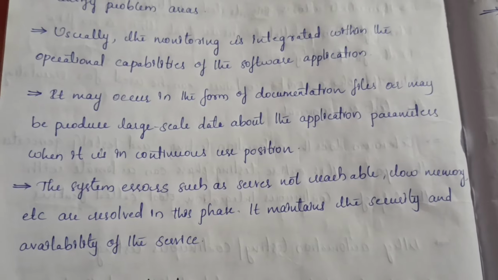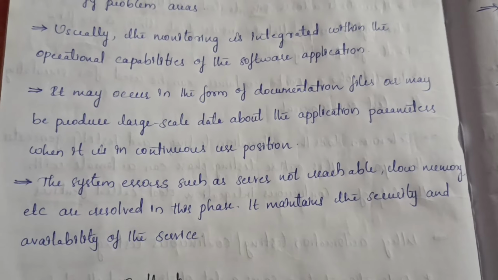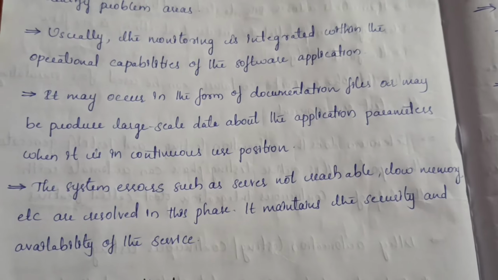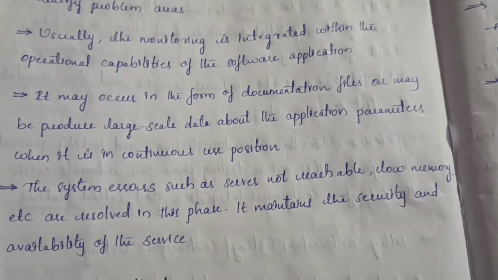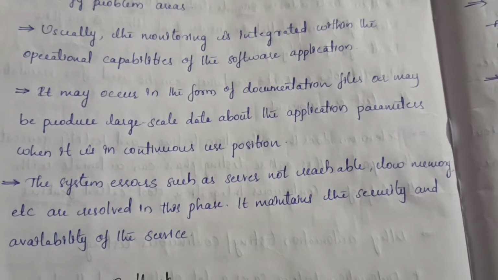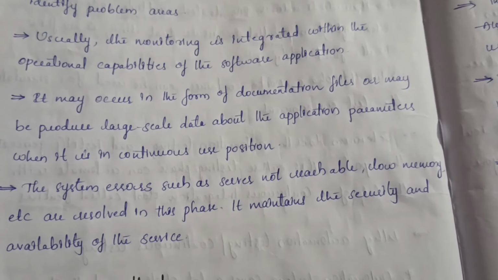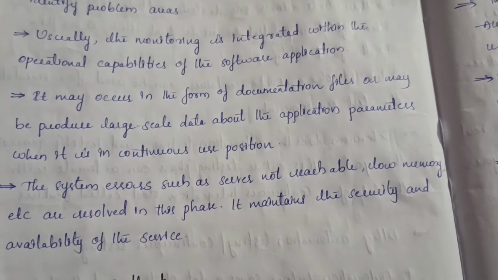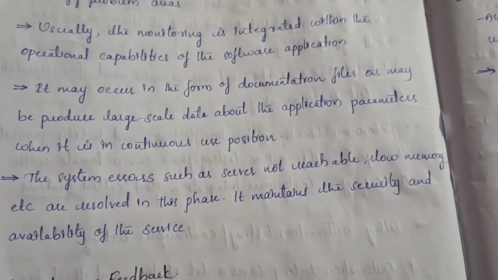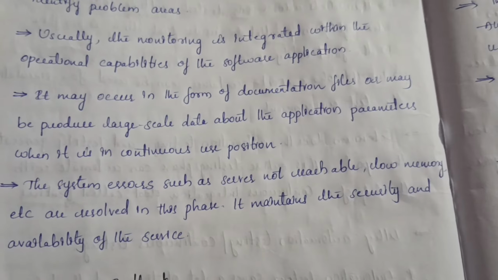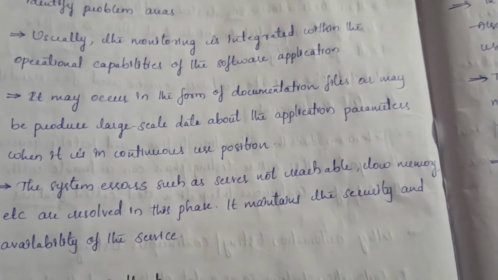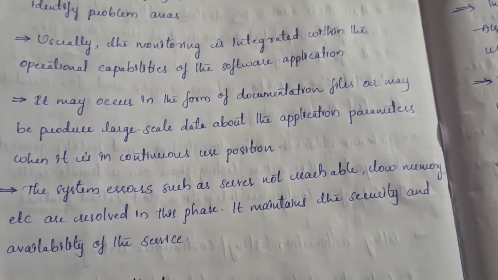Next, this monitoring occurs in the form of documentation files or may produce large-scale data about the application parameters when it is in continuous use. System errors such as server not reachable, low memory, etc. are resolved in this phase. It maintains the security and availability of the service.